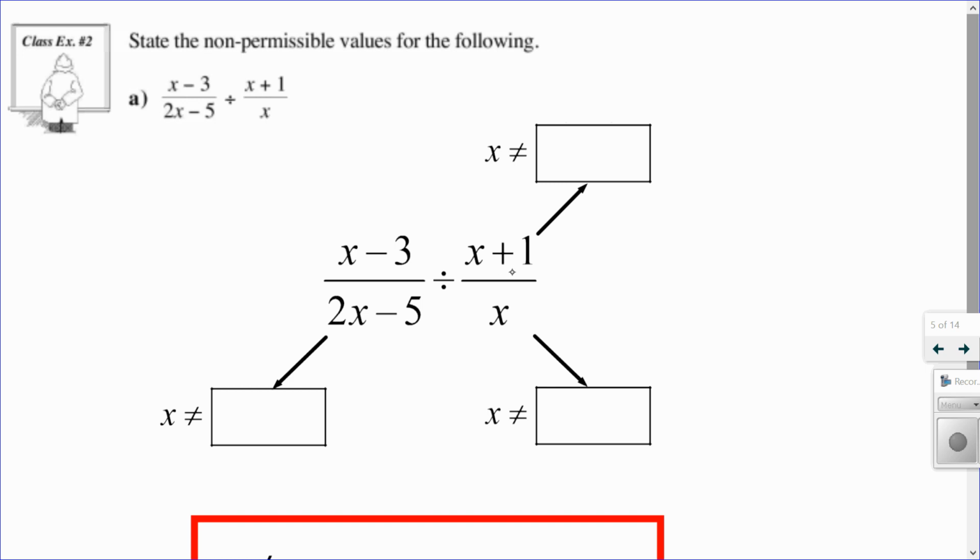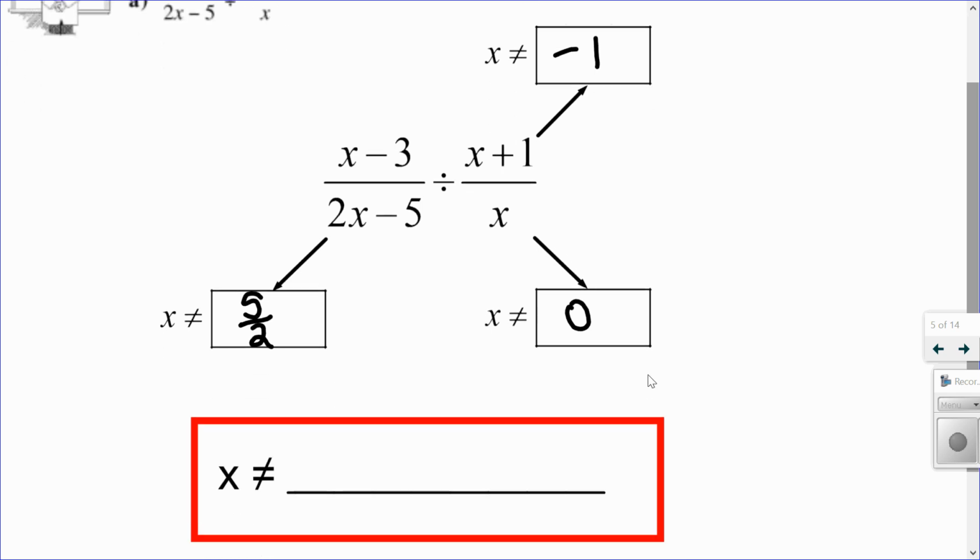So here I have 2x minus 5. The opposite of minus 5 is a positive 5. The opposite of multiply by 2 is divide by 2. So my restriction is x can't be 5/2. Over here, a binomial, the opposite of plus 1 is negative 1. And over here, a monomial, restrictions are always variable can't equal 0. So my non-permissible values, putting them all together in order, are negative 1, 0, and 5/2. That's all we're doing at this point, is just the non-permissible values.